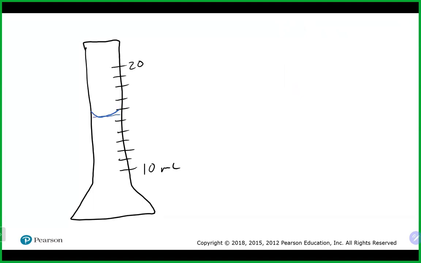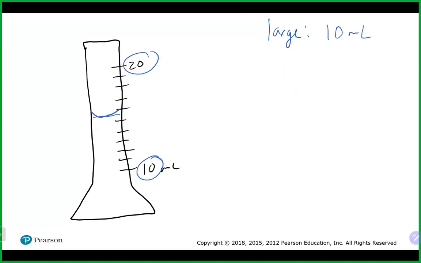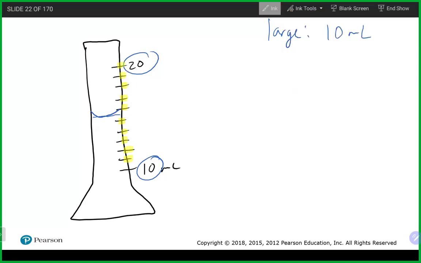So again, we want to do the same thing as what we did before. We want to look at the large markings, right? Now, in this particular case, we have a 10 here and we have a 20. The difference between 10 and 20 is 10 milliliters, right? 20 minus 10 is 10, right? We again want to figure out how many of those small markings we have between the big markings. So we again are going to start counting past the 10 because that's the last large marking that we had. So we're going to go 1, 2, 3, 4, 5, 6, 7, 8, 9, and 10. So we have 10 small markings.